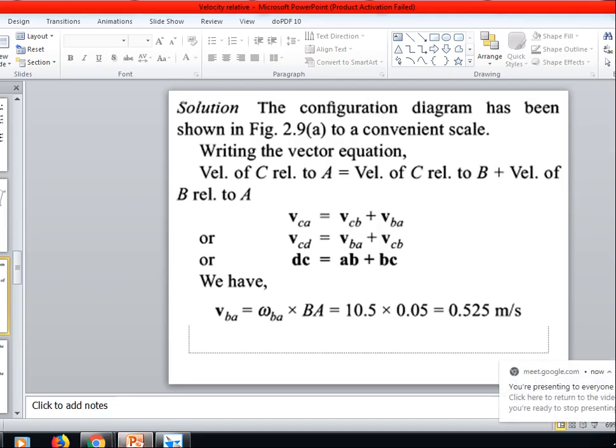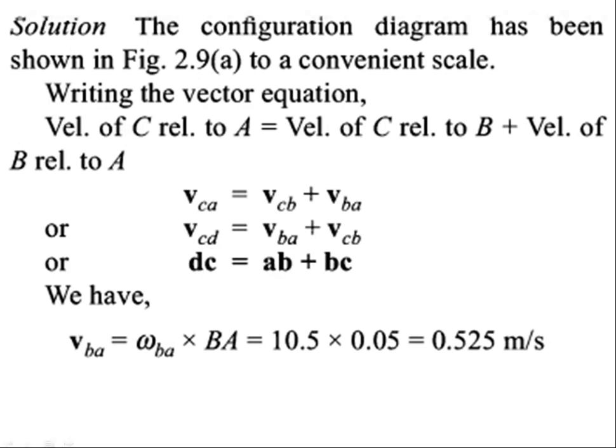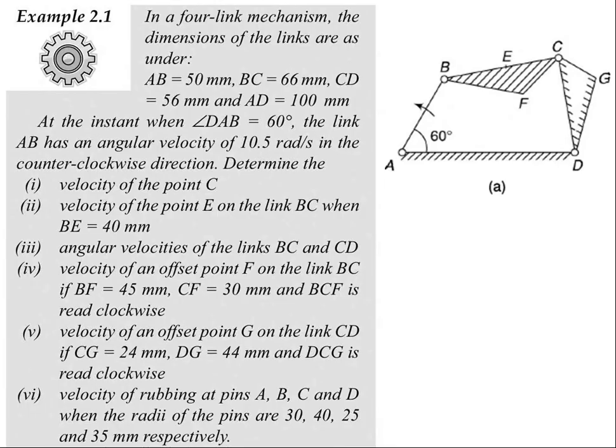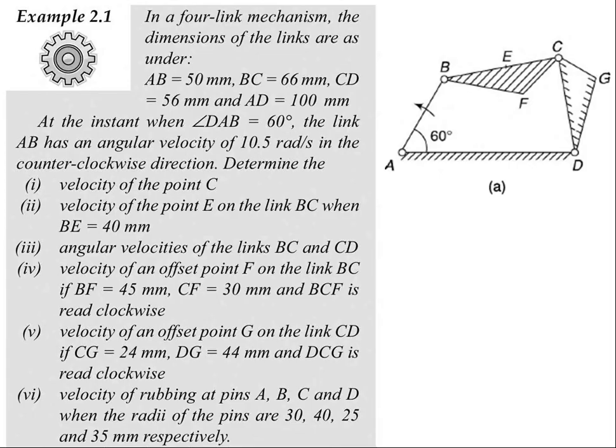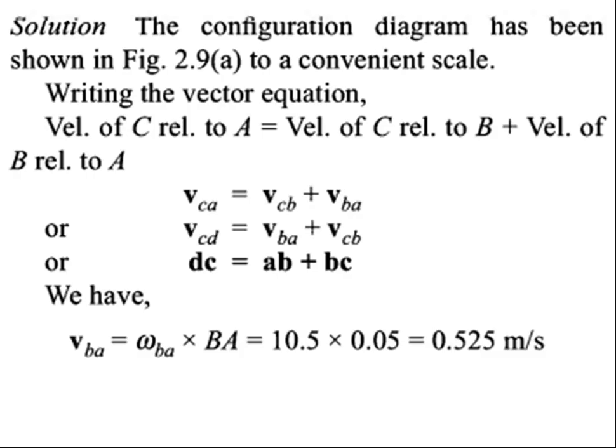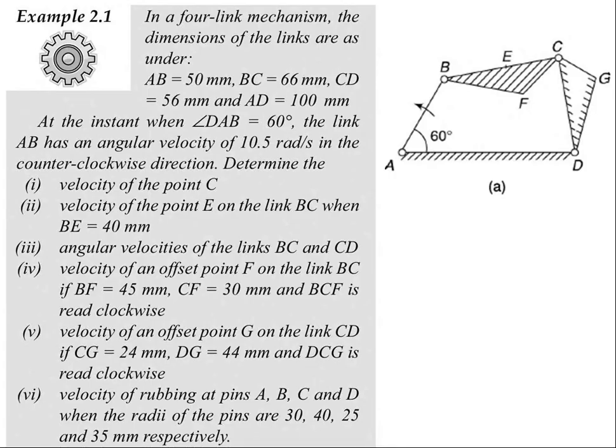Okay, DC is nothing but AB plus BC. You want to get this one, DC, it will be nothing but AB plus BC. So in this case, first you got VBA, omega BA into BA, you got 0.525. So first take 0.525 in a suitable scale and then draw a line perpendicular to BA, but the direction will be opposite, as in the last problem. Okay, it will be like this.